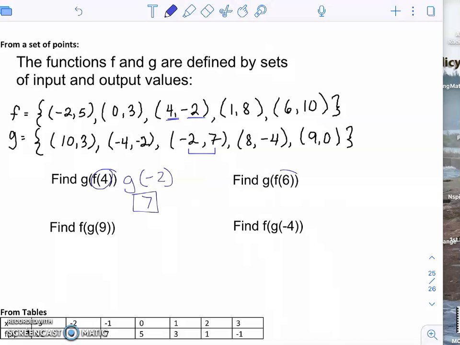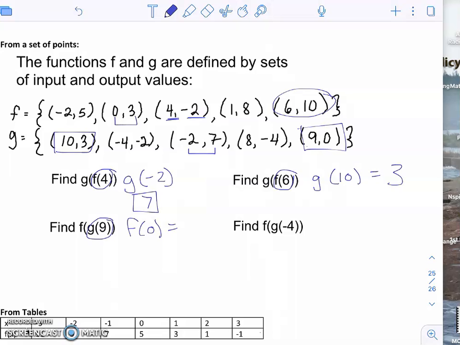Again, we look at the inside first. So f of 6 is 10. So this is really g of 10. Here's g of 10, which is 3. So the inside first, what's g of 9? I'll put a box around this one, it is 0. So this is really f of 0. And we go to f of 0, and we see that it's 3.